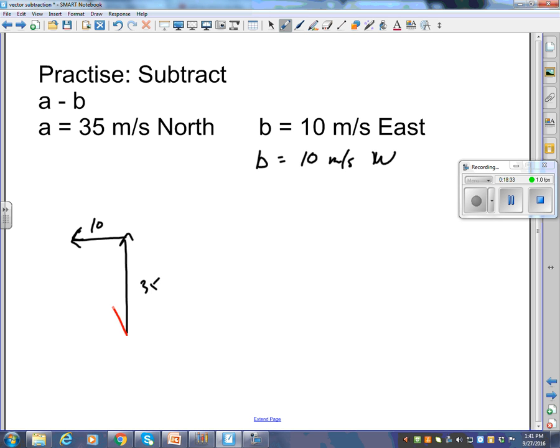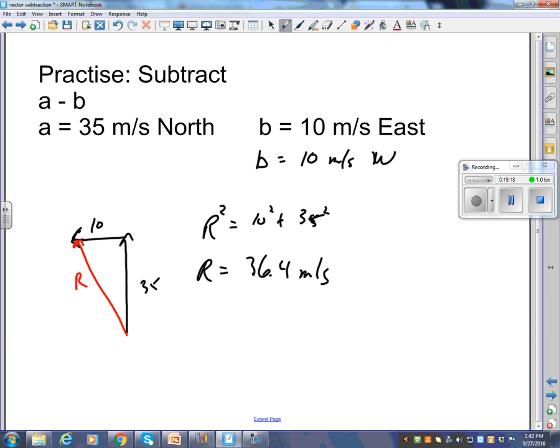Here's your resultant. Is it a right triangle? It is, so you can use Pythagoras. If it's not a right triangle and you use Pythagoras, what do you get? Frowny face, because you cannot use Pythagoras on a non-right triangle. R squared is equal to 10 squared plus 35 squared. That's going to be 100 plus 1225, so R is 36.4. 36.4 what? Meters per second.